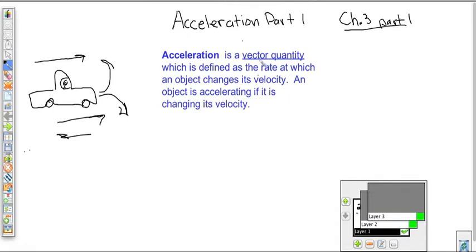It's actually defined as, and it's a vector quantity, and so I kind of talked about this right here. A vector quantity means that it includes direction. So anytime your velocity changes, because it's a vector, that means if you turn, you're changing your velocity, and so that's an acceleration change. So it's defined as the rate at which an object changes velocity. And so rate is going to be something like this. Acceleration is going to be a change in velocity divided by a change in time. So this is how you get that rate.